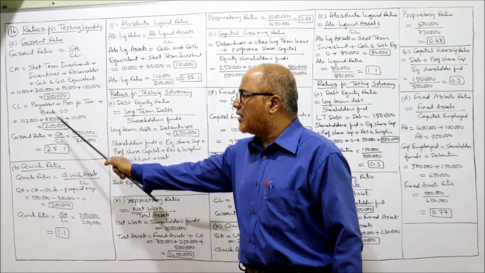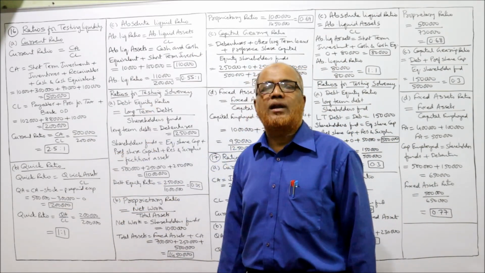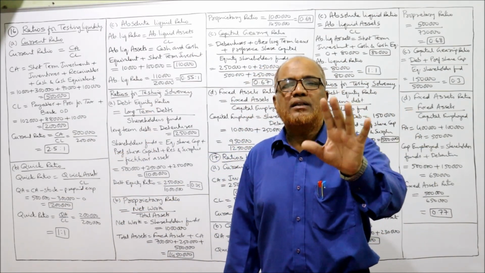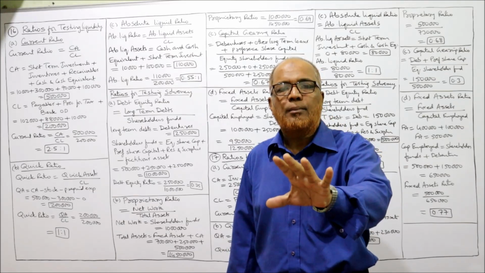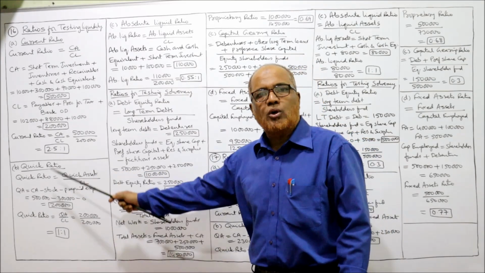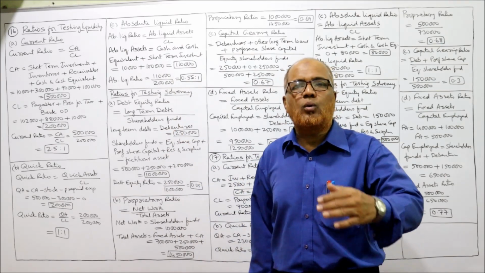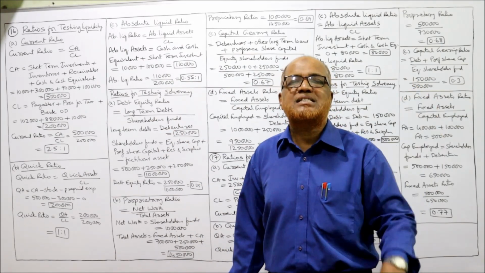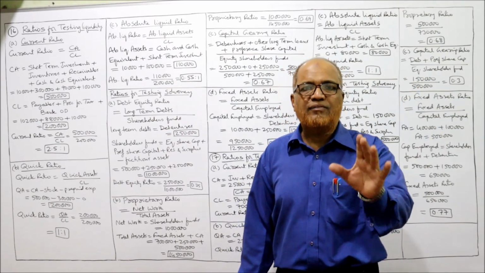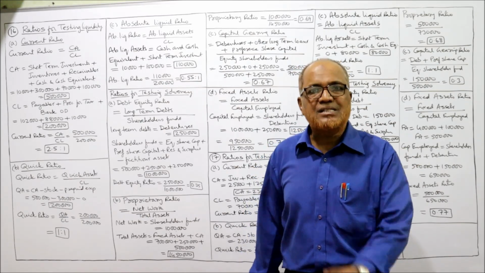So by applying this current ratio, quick ratio, absolute liquid ratio, we can give the conclusion that the liquidity position is good because the current ratio, quick ratio and absolute liquid ratio are above the standard norms. Above the standard norms. This is the conclusion.